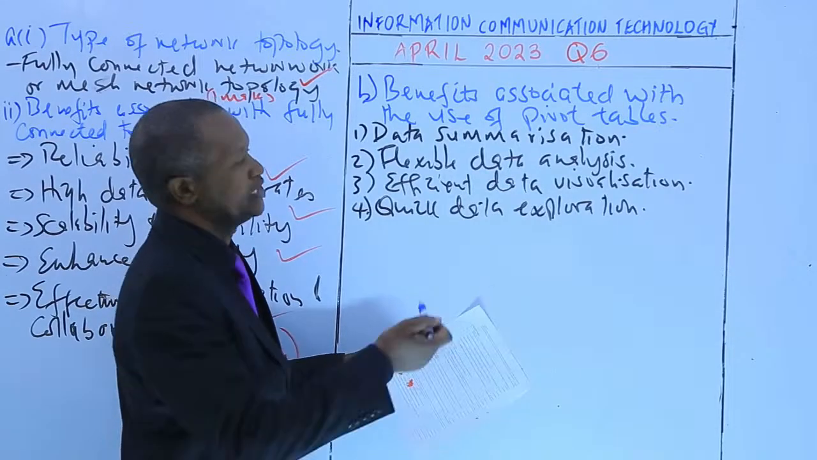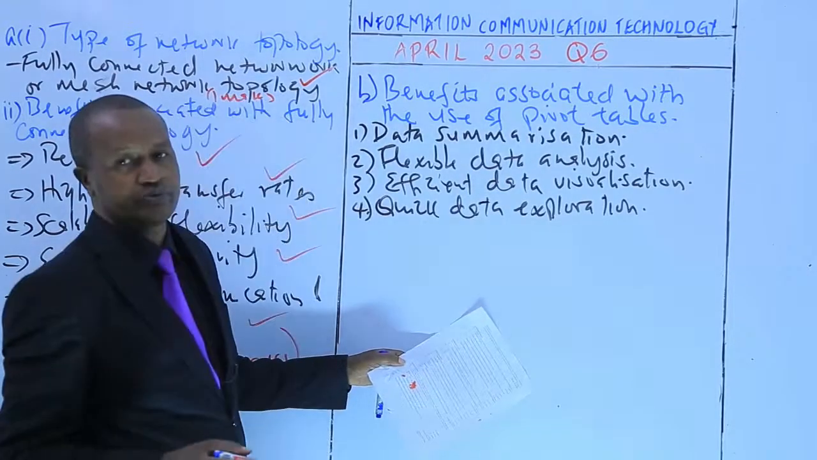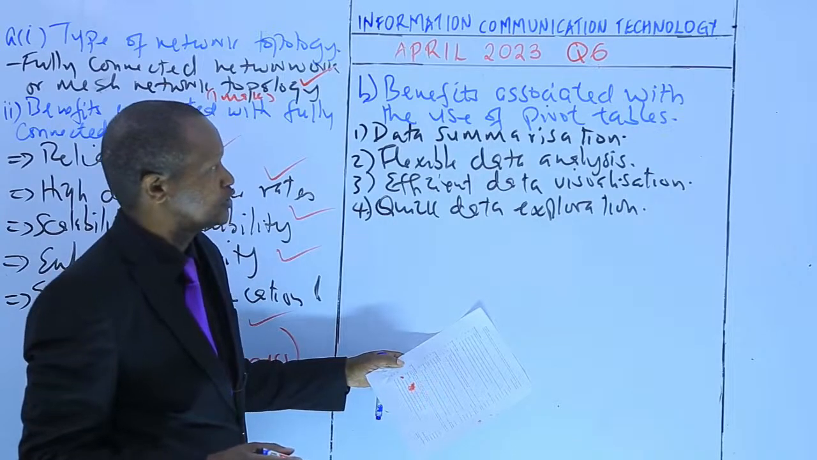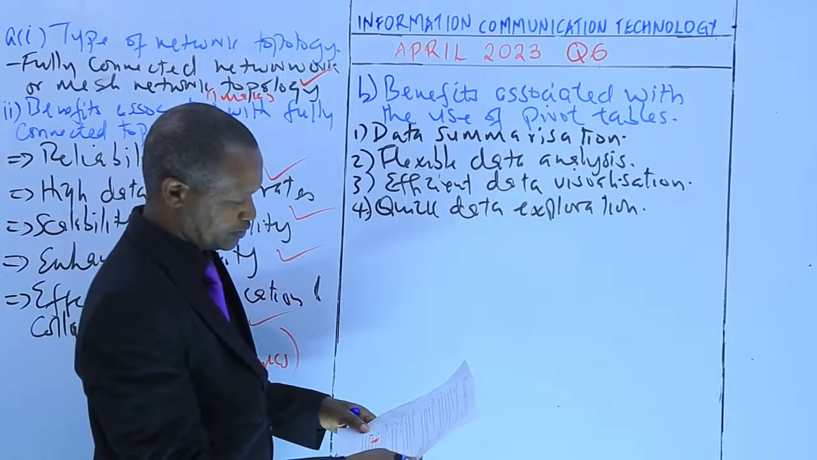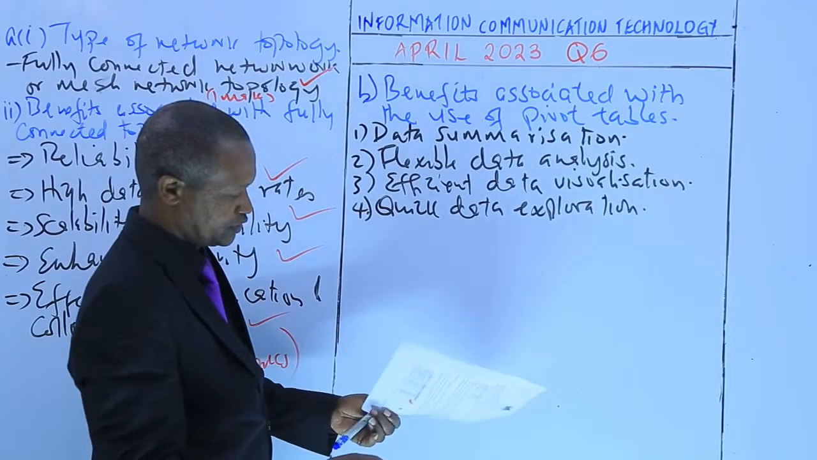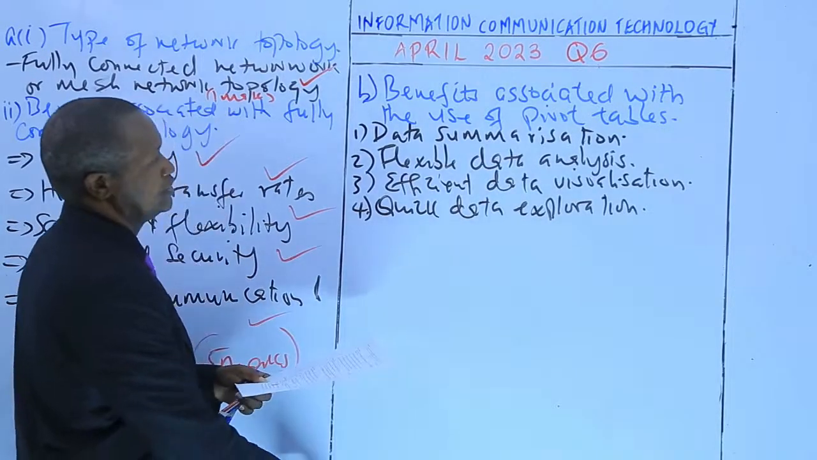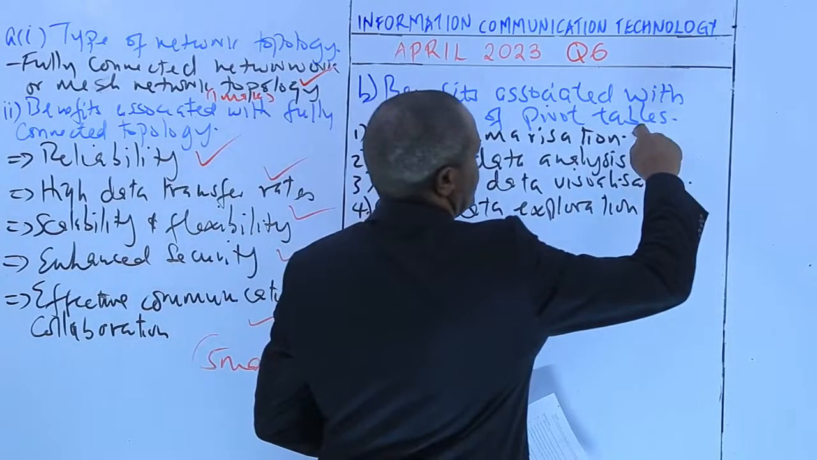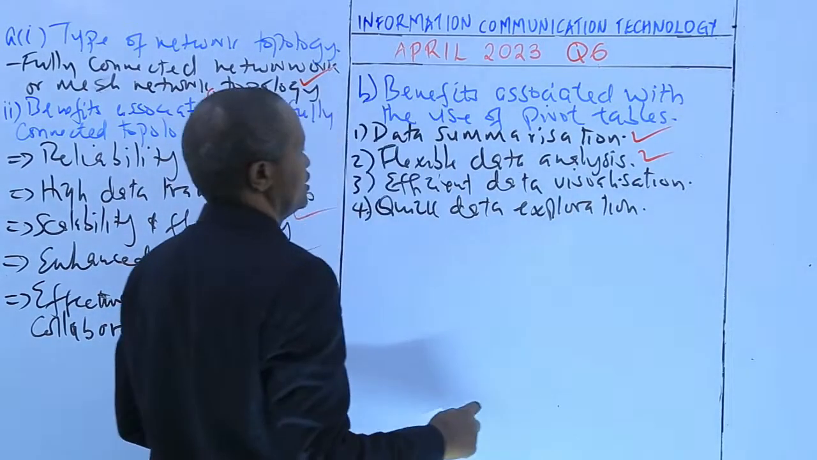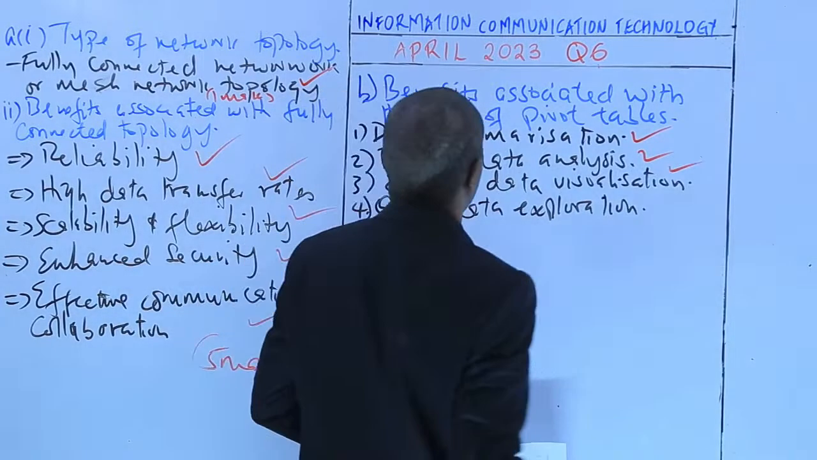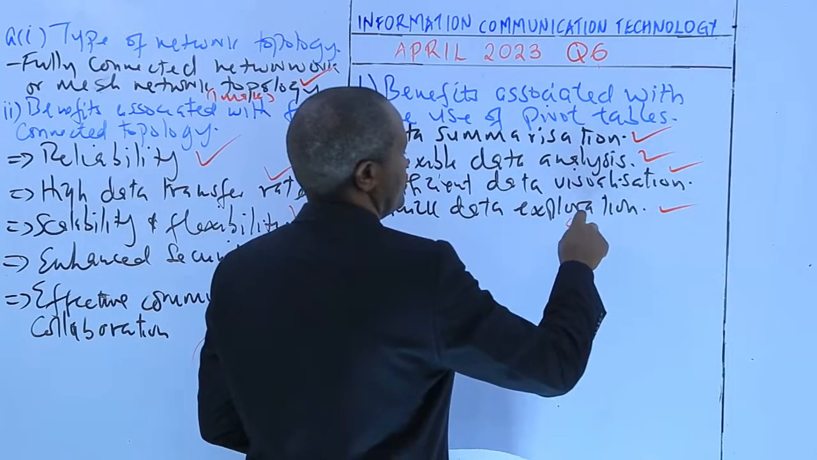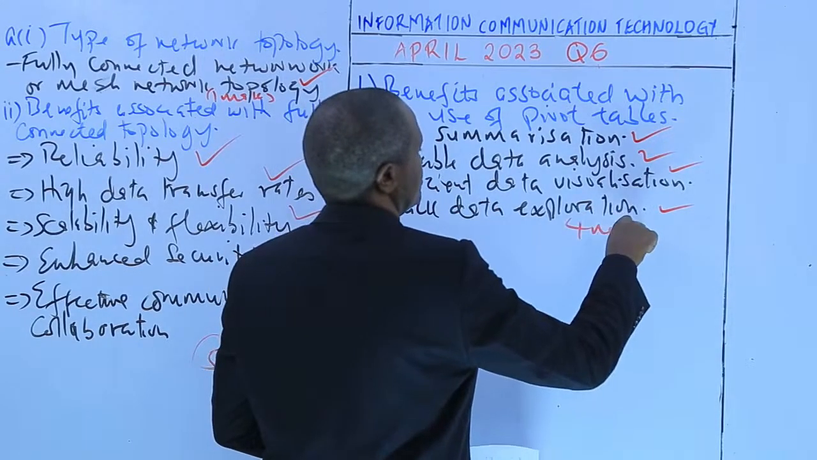Quick data exploration. So these are 4 benefits associated with the use of pivot tables: data summarization, flexible data analysis, efficient data visualization, and quick data exploration. 4 marks. That is part B.